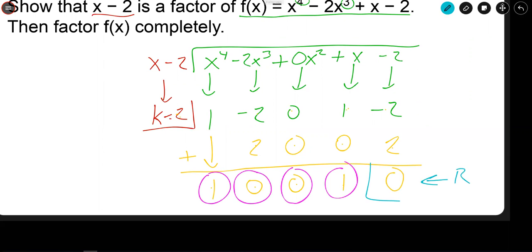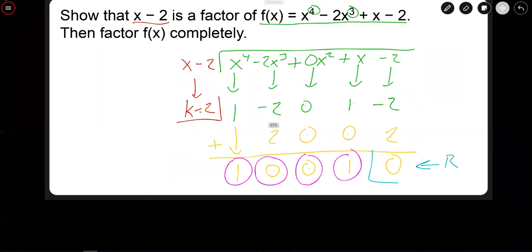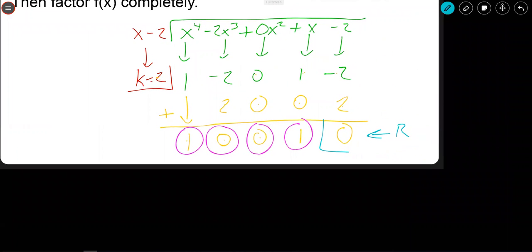So that's definitely a factor. So I can definitely divide out x minus 2, right? So in other words, x to the 4th minus 2x to the 3rd plus x minus 2, I can factor it a little bit. I can pull out x minus 2 and what I'm left with is my quotient.